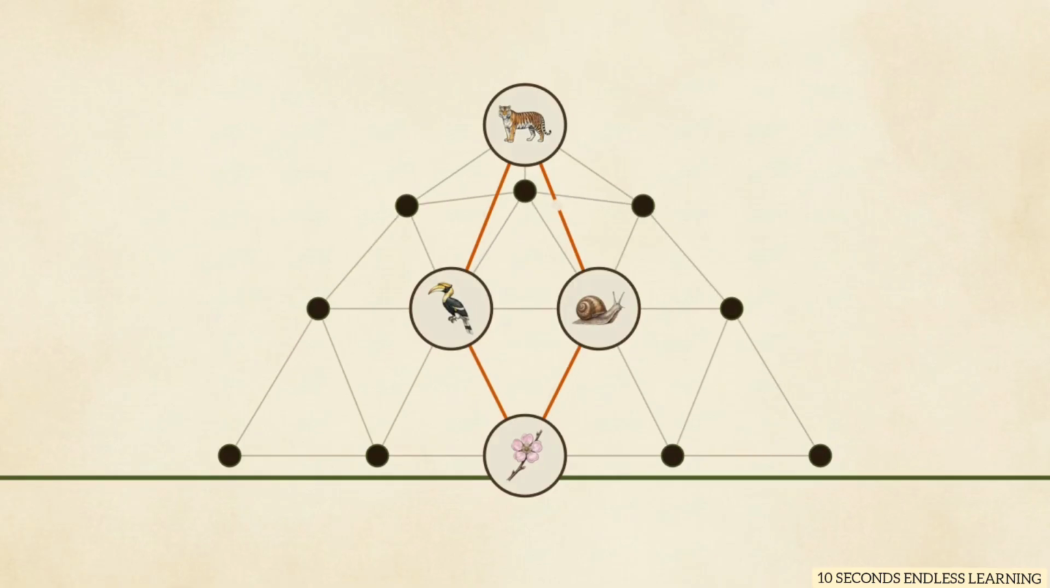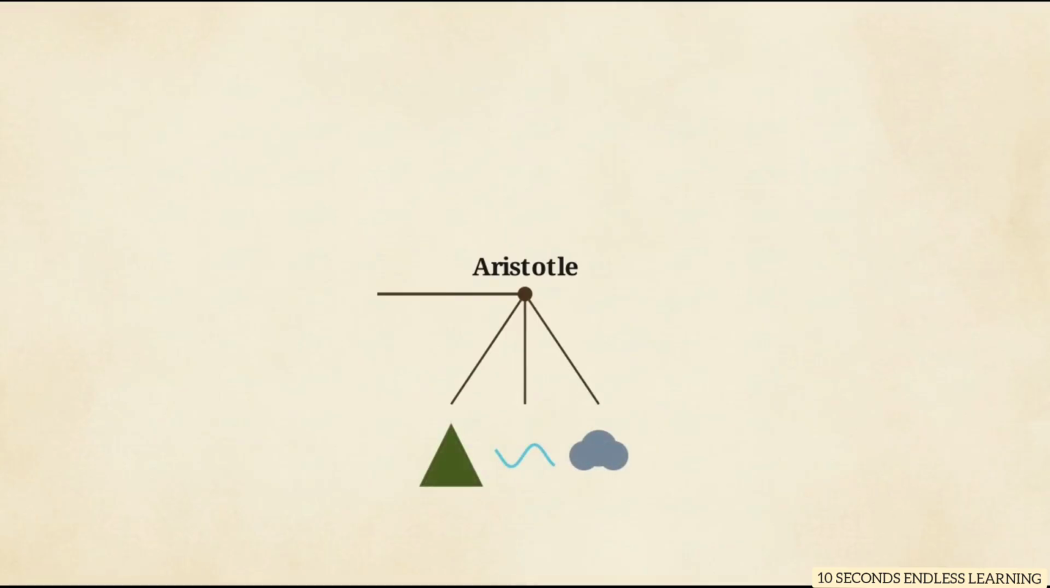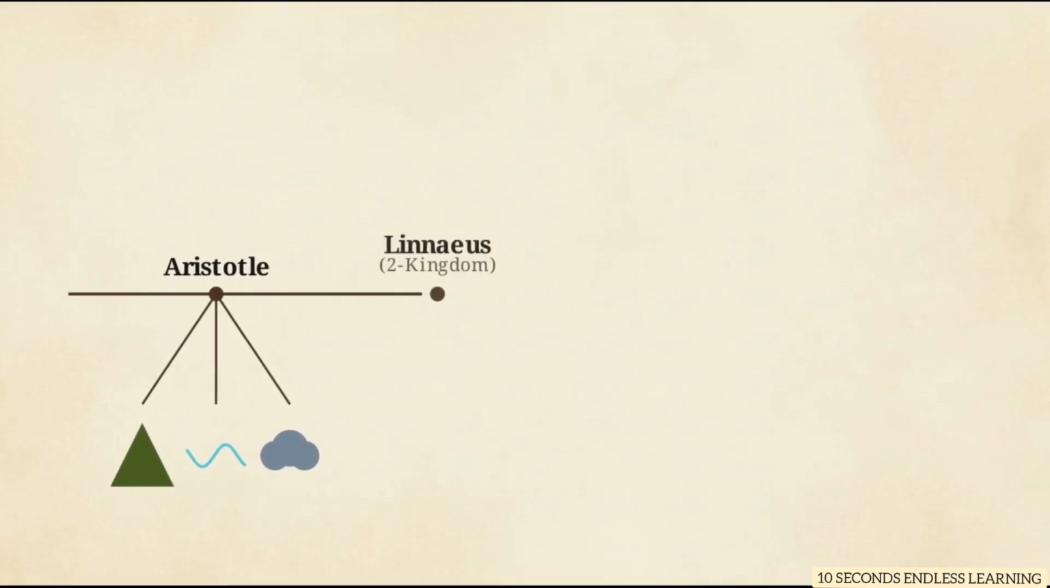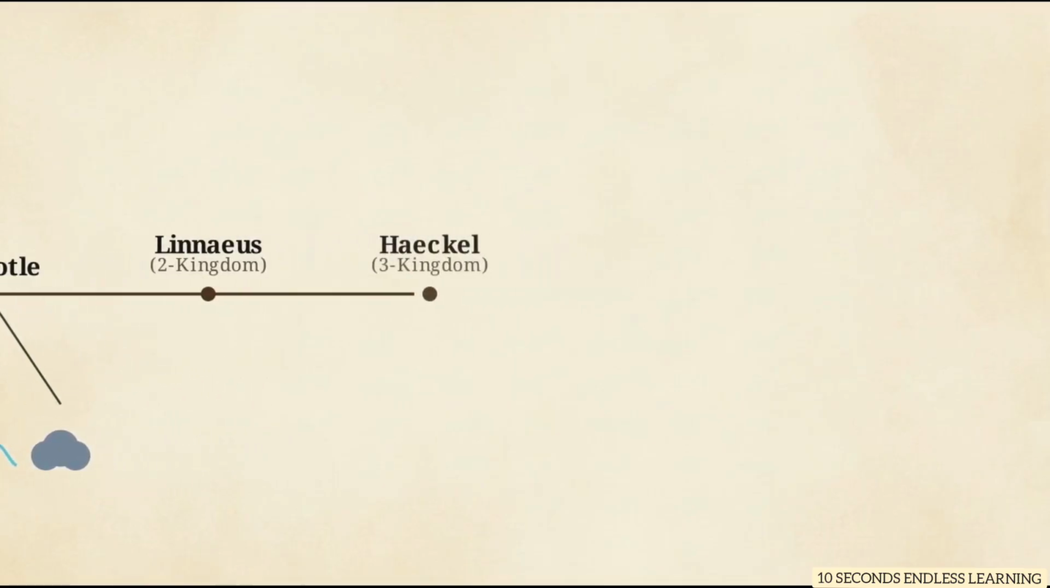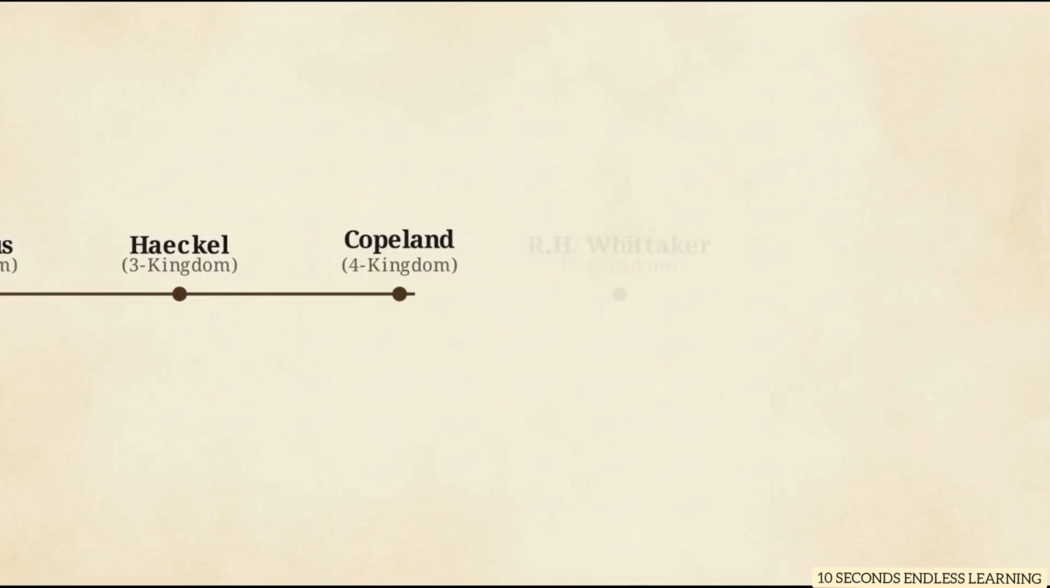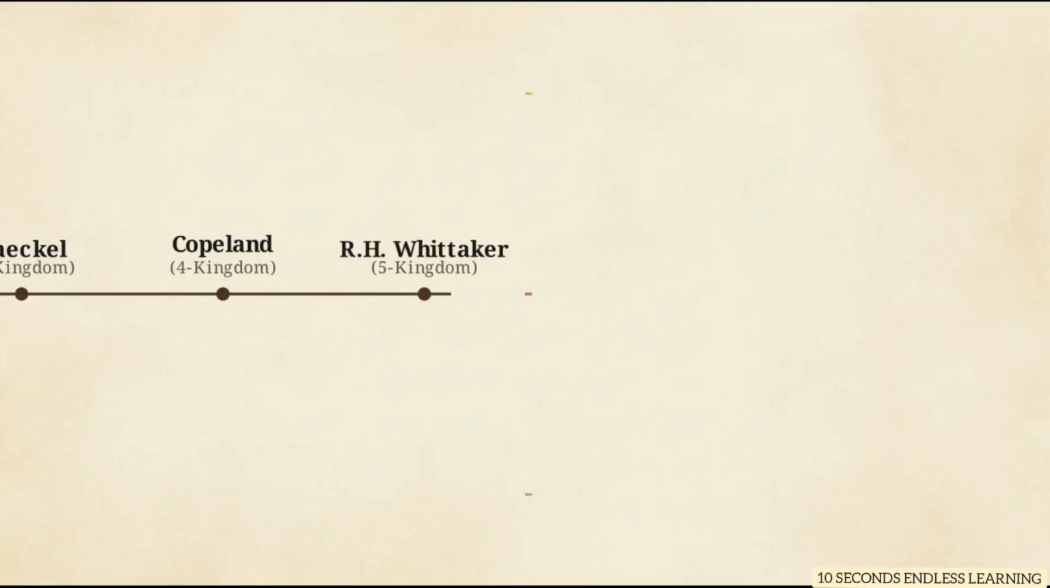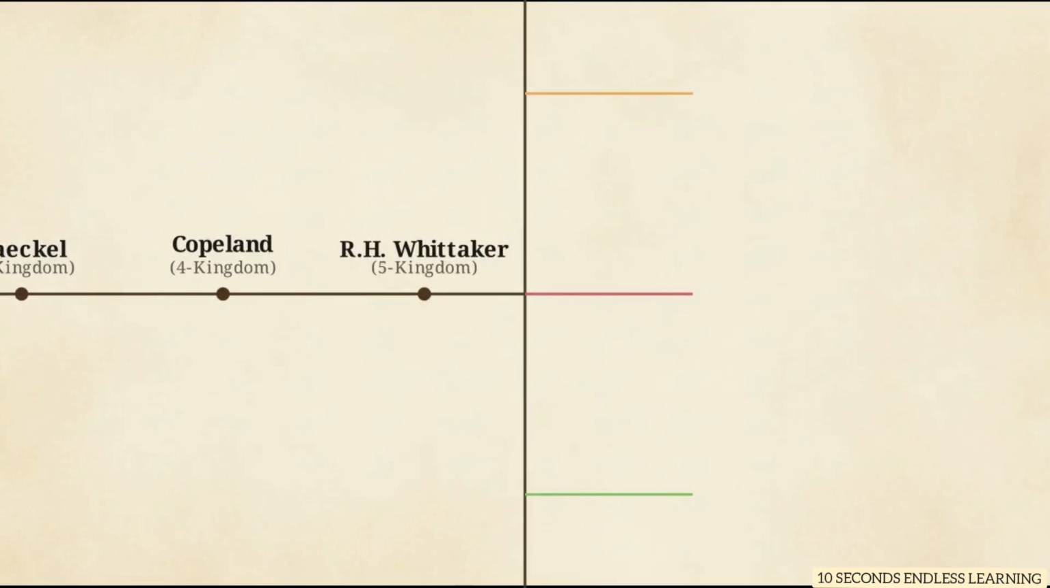how entire ecosystems survive. This timeline flowchart maps how our classification systems evolved as our technology improved. Aristotle started by simply grouping animals by habitat, land, water, or air. Then came Linnaeus with 2 kingdoms, followed by Haeckel and Copeland. Finally, we arrive at the definitive system we use today, R.H. Whittaker's 5-kingdom classification. Whittaker's first group is Kingdom Monera.